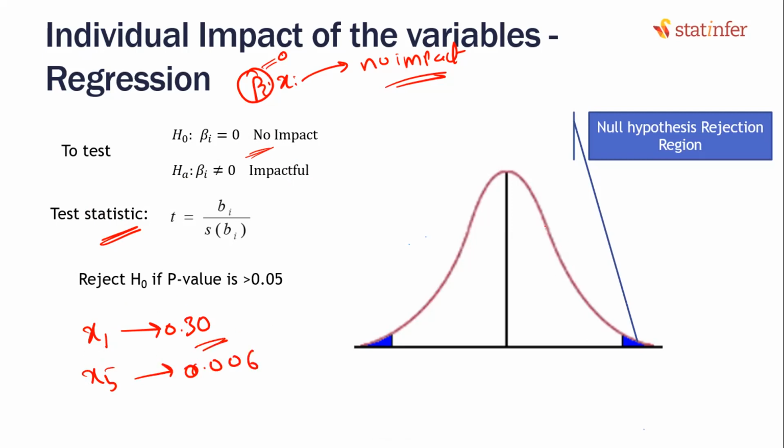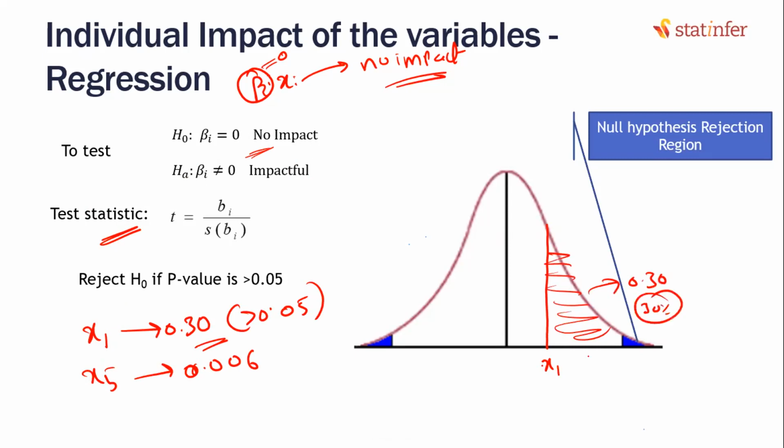The x1 p-value is 0.30. If the p-value is more than 0.05, look at this. Let's say here is the x1 variable whose p-value is around 0.30, 30%. Are you going to accept the null hypothesis or reject it? If it is here, are you going to accept or reject the null hypothesis? Accept. We will accept the null hypothesis. If you are accepting the null hypothesis, what is it that you are accepting?